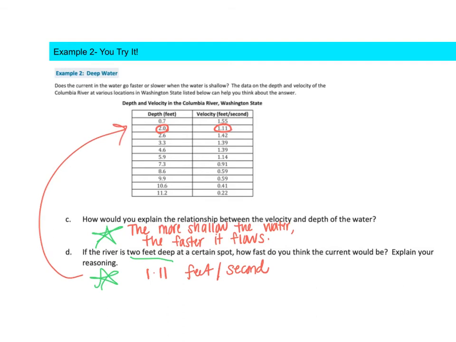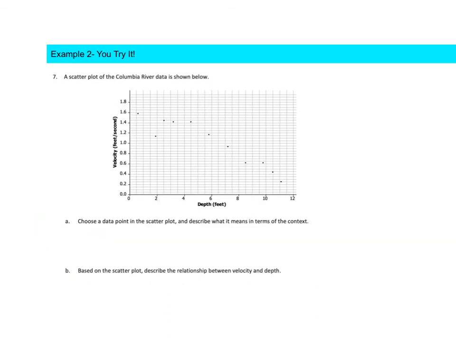Okay, moving on. All right, you can see here that they have taken that data that was in the table and they put it in a scatter plot. It says choose a data point on the scatter plot and describe what it means. And then it says based on the scatter plot, describe the velocity. I know it's just making you do this over and over and over again. I'm just going to choose this first point right here.